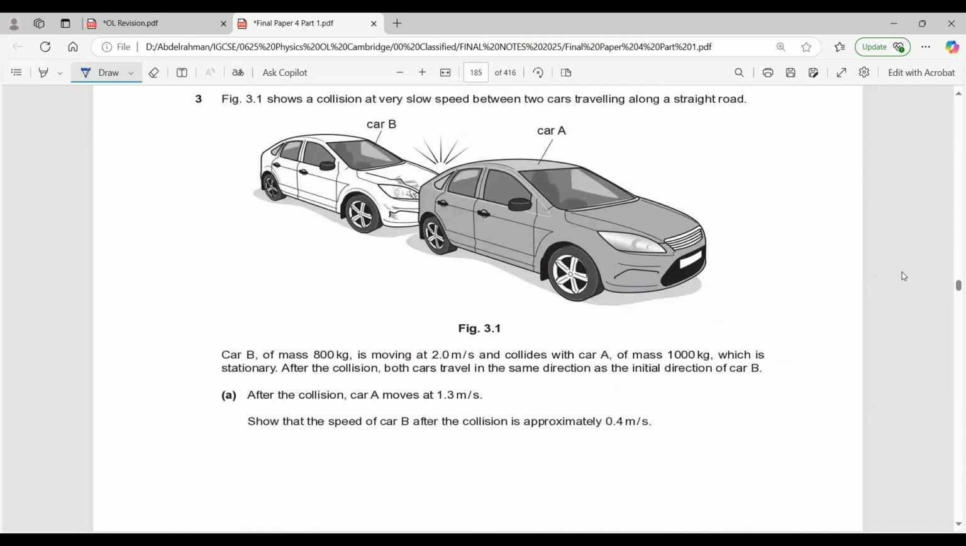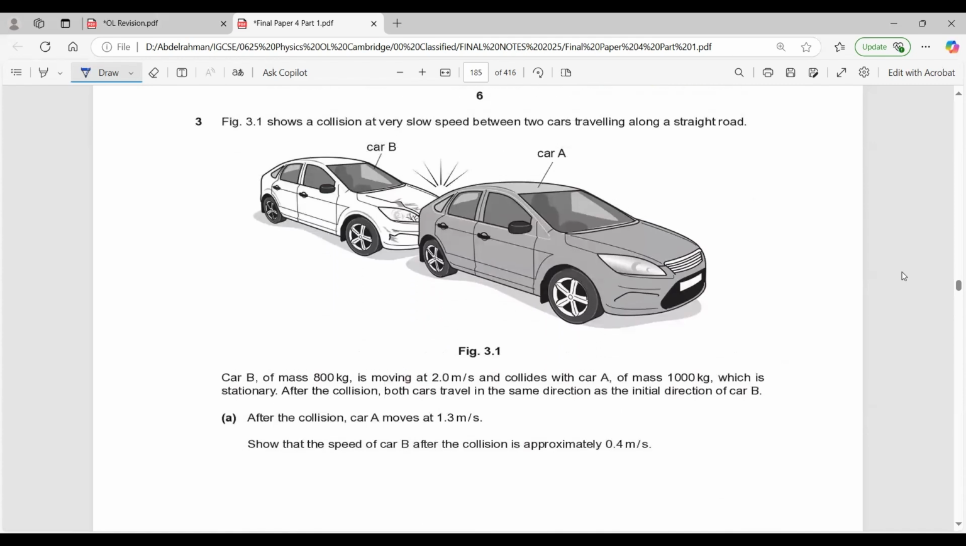Car B has a mass of 800 kilograms, moving at a speed of 2 meters per second. Car A, mass 1000 kilograms, is stationary. So the initial momentum of car A was 0. The initial momentum of car B was 1600. After the collision, car A moves at 1.3 meters per second. After the collision, both cars travel in the same direction as the initial direction of B.